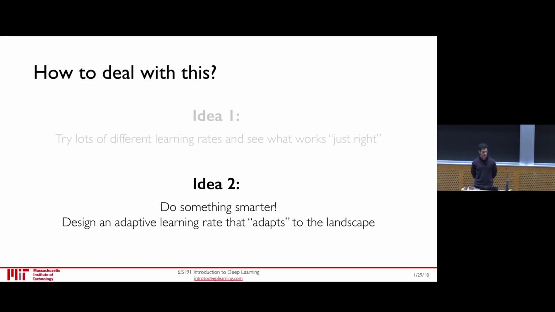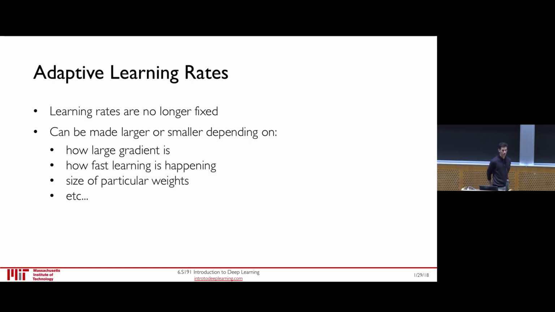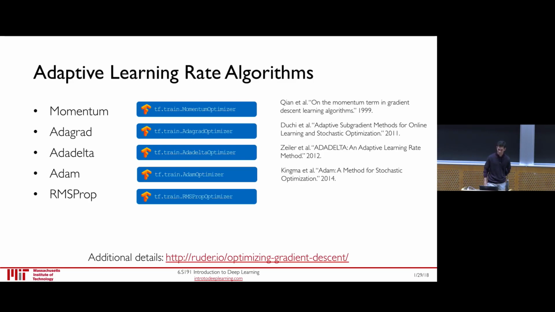How about we try to build an adaptive algorithm that changes its learning rate as training happens? So this is a learning rate that actually adapts to the landscape that it's in. The learning rate is no longer a fixed number. It can change. It can go up and down. And this will change depending on the location that the update is currently at, the gradient in that location, maybe how fast we're learning, and many other possible situations.